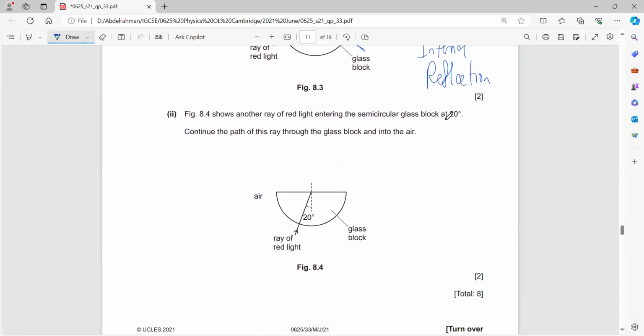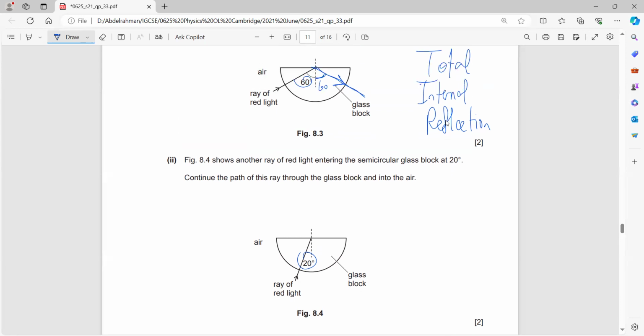Now I show another ray, with an angle of 20. An angle of 20 is much less than the critical angle. When it's much less than the critical angle, what does it do? Can it totally internally reflect in this question? No, it can never totally internally reflect in this question. Why? Because the angle is less than the critical angle.